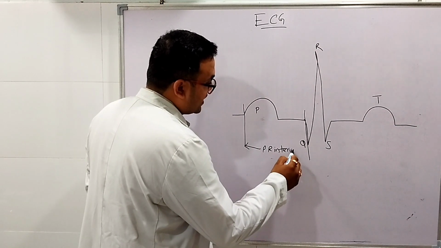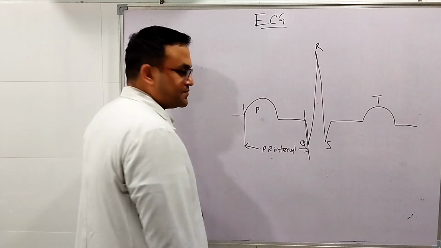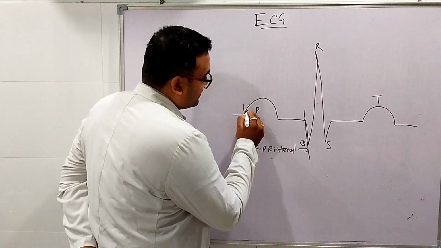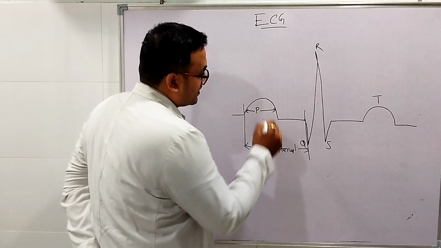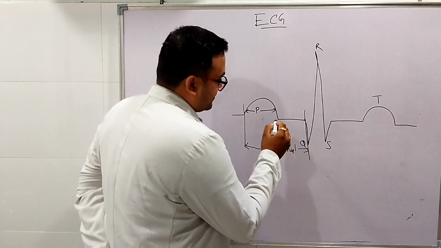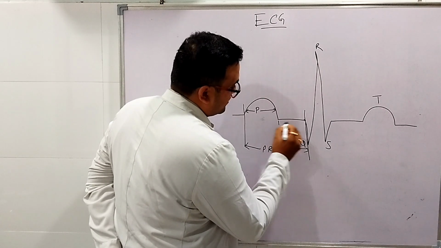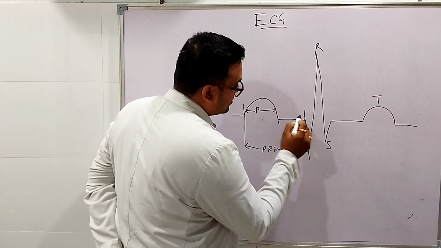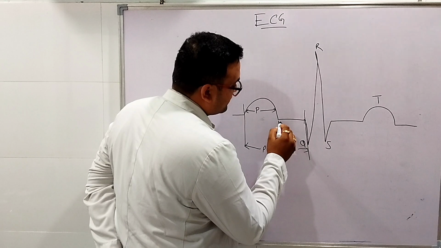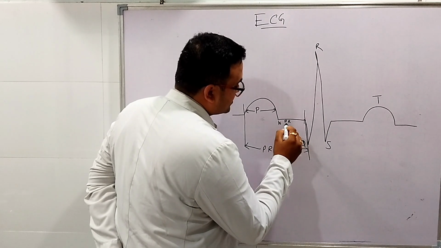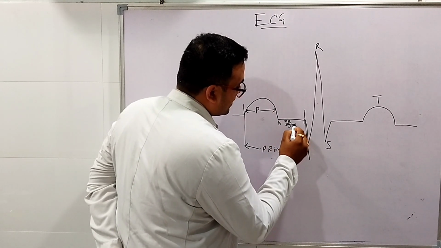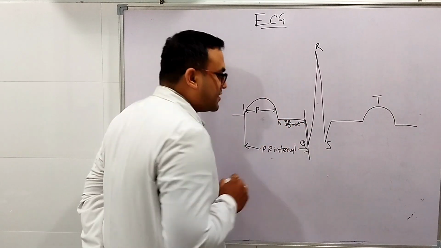This is the PR interval. Okay, this is the P wave, this is the PR interval, and from the end of the P wave to the start of the Q wave, we have the PR segment. This is the PR segment.